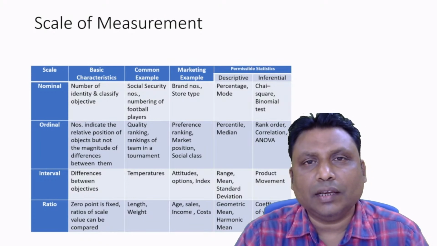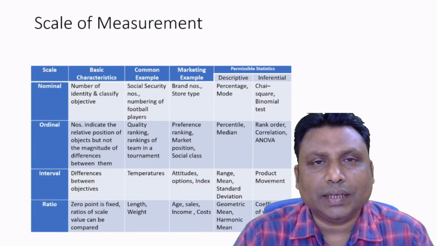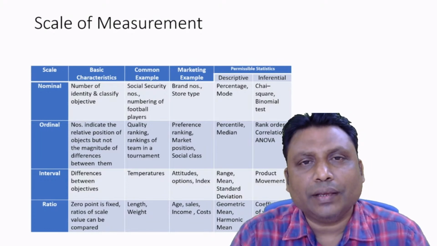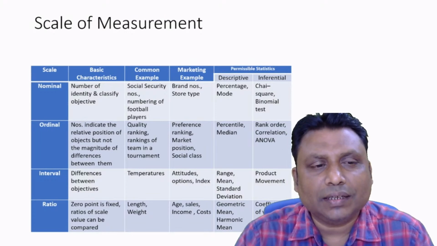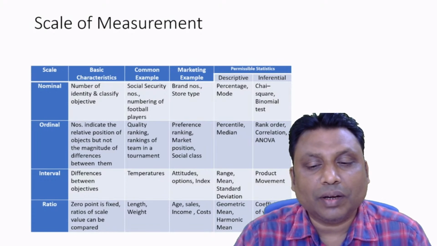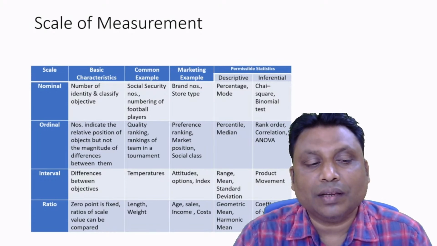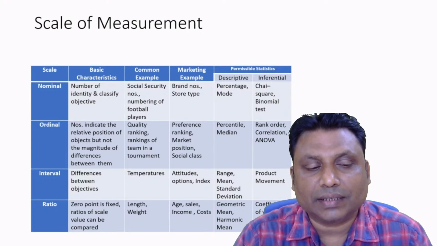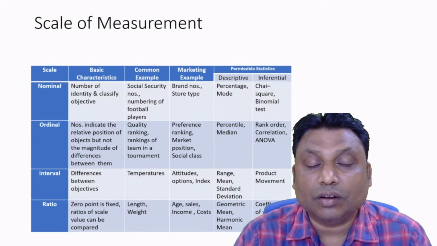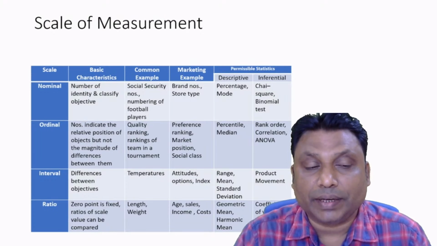Suppose we are collecting the information with the help of nominal scale, then what are the possible statistics? If you are using ordinal scale to collect the information, then what type of statistics is required? If you are taking the interval cases, and the ratio scale cases, then what are the characteristics and what are the permissible statistics we use? This is called scale of measurement.